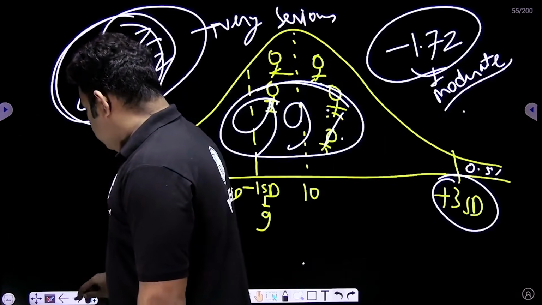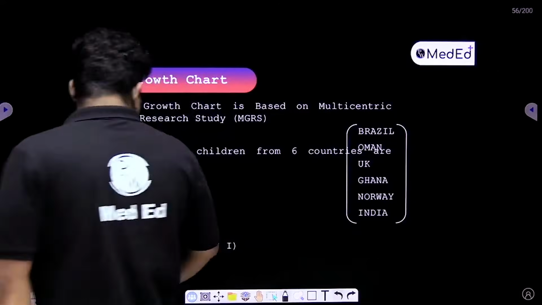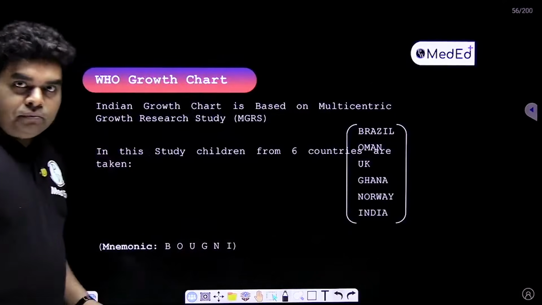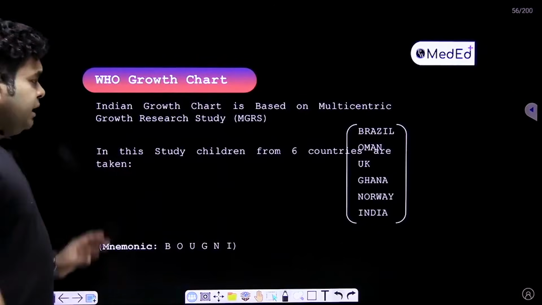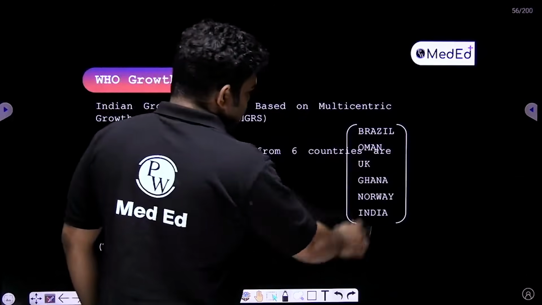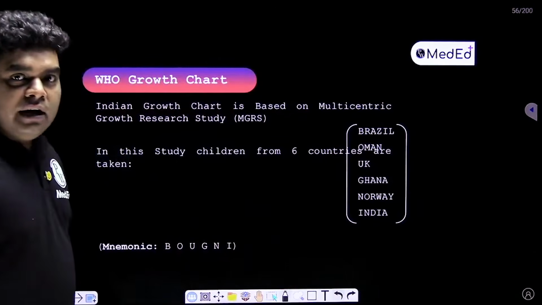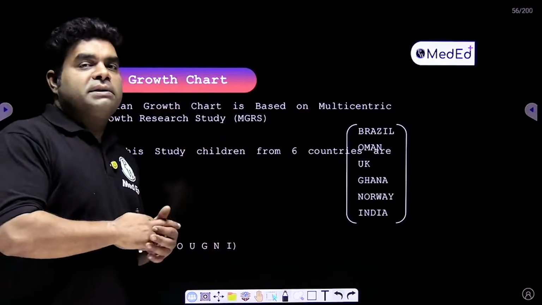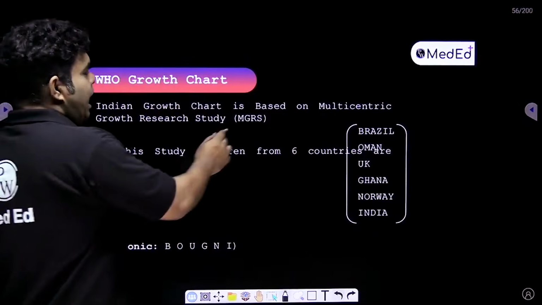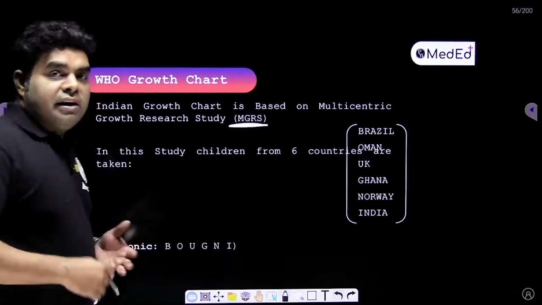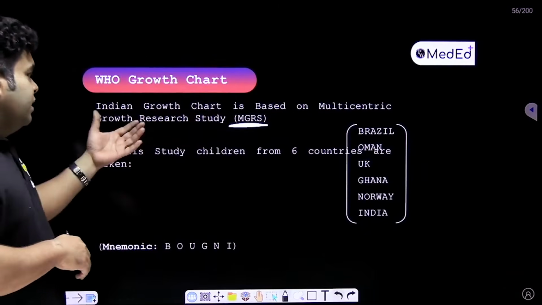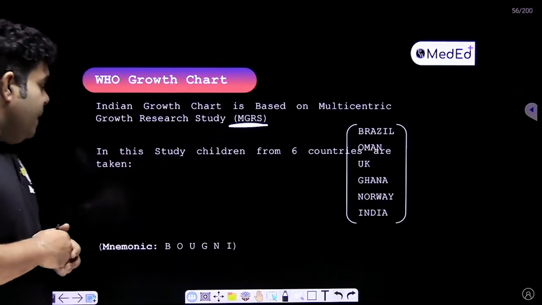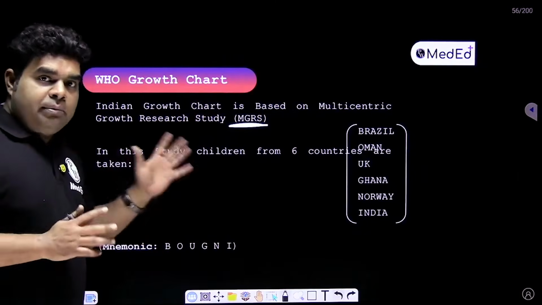Now, this Z score concept we also apply in the WHO growth chart. I hope you know, in the WHO growth chart, we take children of 6 countries: Brazil, Oman, UK, Ghana, Norway, and India. And based on observation of children from 6 countries, we draw an MGRS growth chart, multi-centric growth research study based WHO card. And that's why the whole world accepts the growth chart.